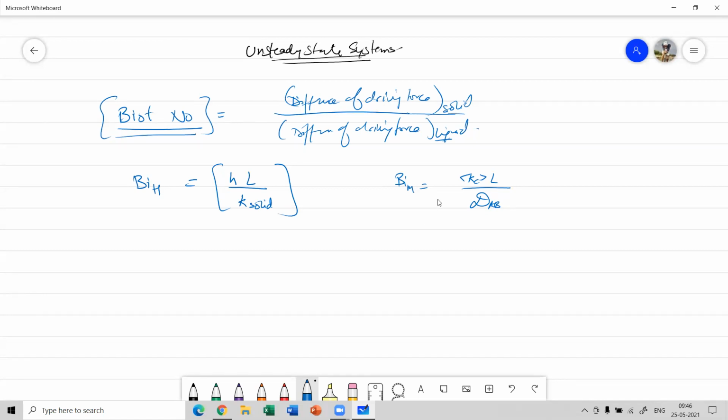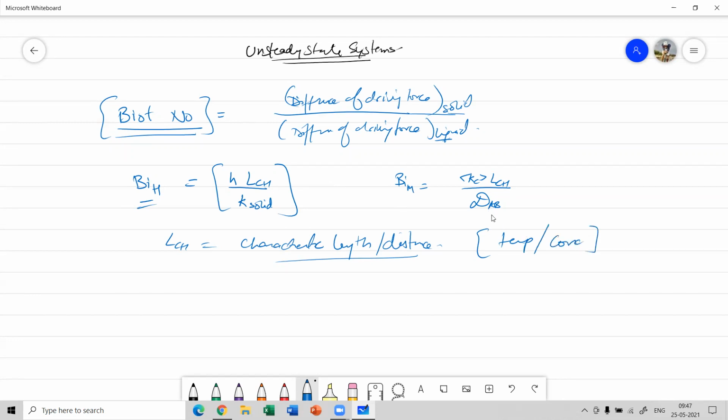Now, in both cases we write the term L_CH. L_CH is basically the characteristic length, the length or the distance over which the system is being studied, where the analysis is being done. That is called the characteristic length. Now, this can be for a temperature in terms of heat transfer, or it can be the concentration in terms of mass transfer.